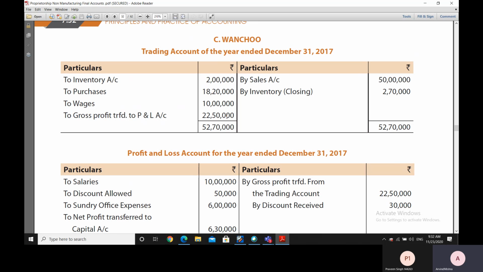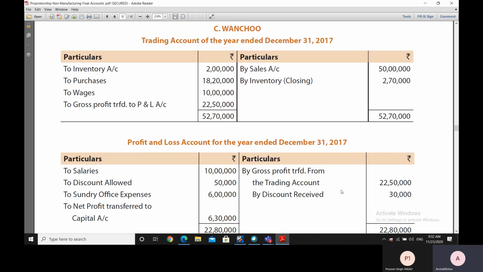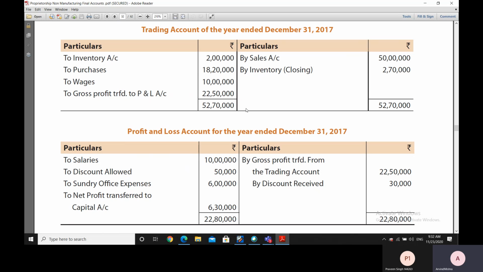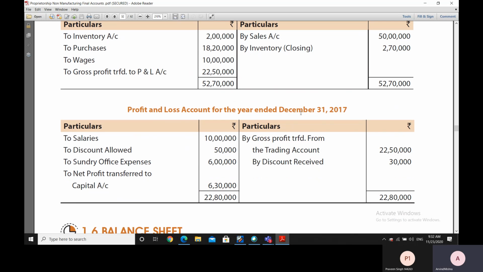So we make the journal entry as we have shown above, that we credit the profit and loss account with this gross profit entry and debit the trading account with it. So here it is debited and here it is credited. Thereby the trading account is now squared off and we have equal amount on both sides. And the profit and loss account, we have now got 22,50,000 rupees credit.